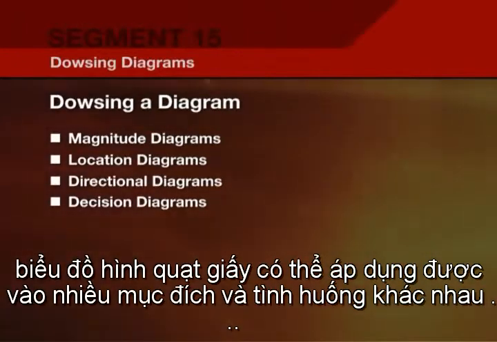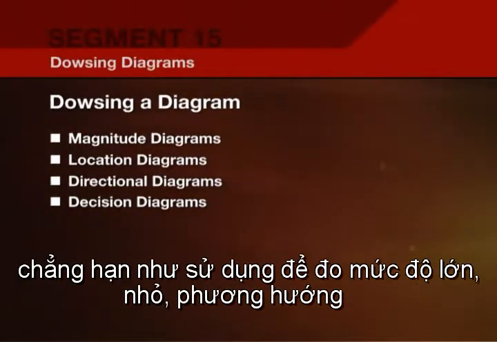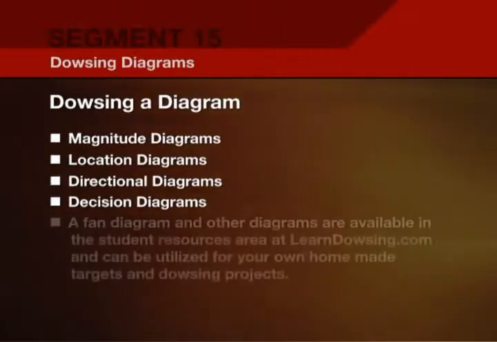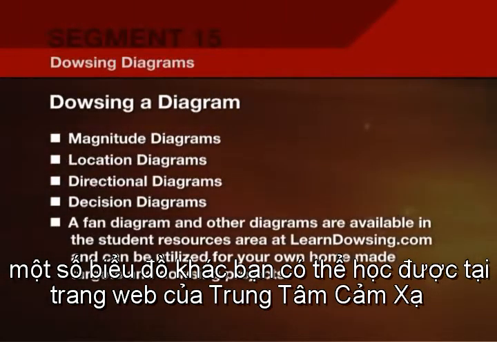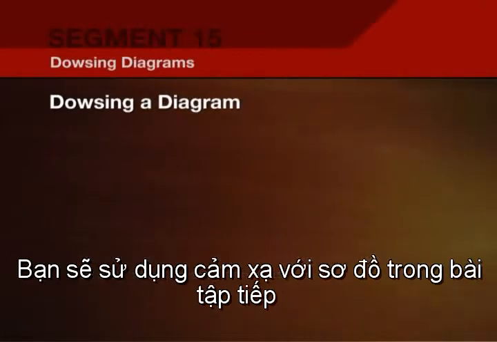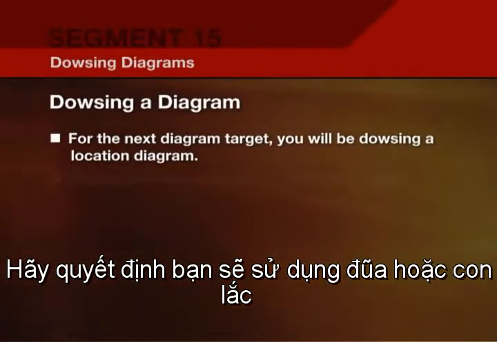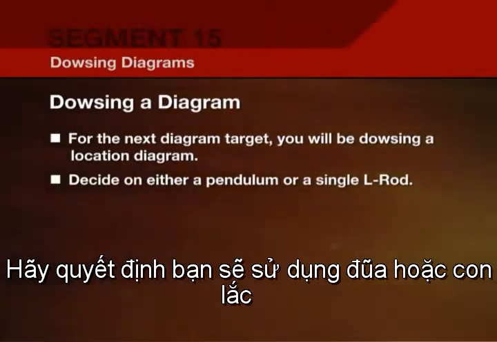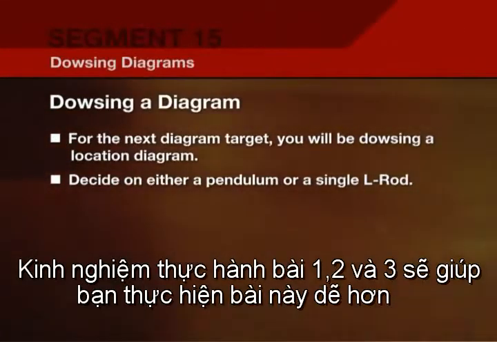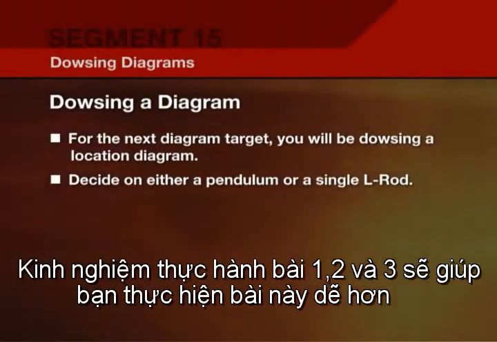Some diagrams, such as a fan sketch, are basic enough to adapt to multiple diagram types and dowsing situations. For example, it could be used as a magnitude meter from low to high, or as a directional indicator. Some of these diagrams are available in the student resources at learndowsing.com and can be utilized for your own homemade targets and dowsing projects. For the next diagram target, you will be dowsing a location diagram. Once again, decide on whether you'll be using a pendulum or a single L rod. The protocol you will use is a mix between map dowsing and on-site dowsing. Your previous experience executing targets 1, 2, and 3 should make this dowsing exercise fairly easy to follow.